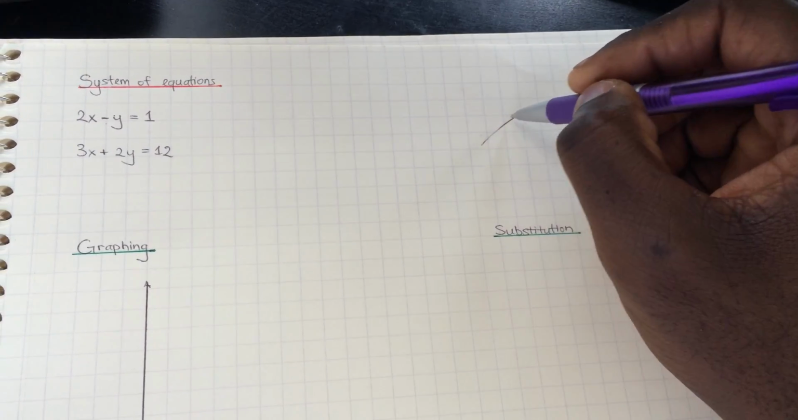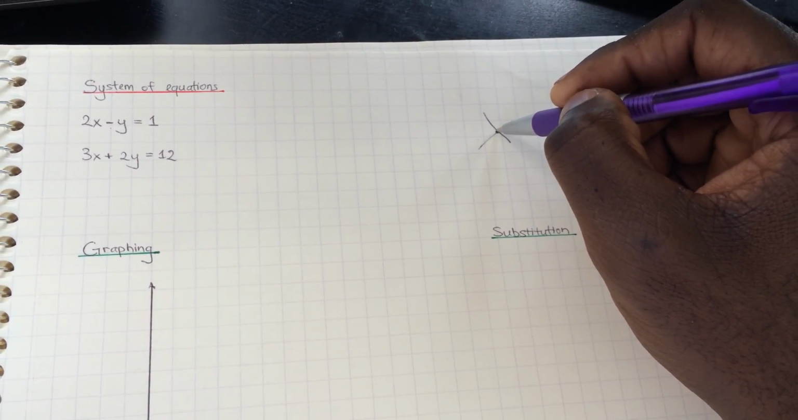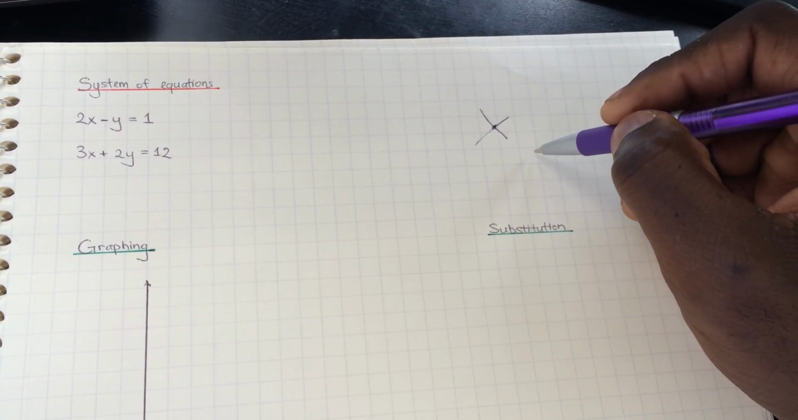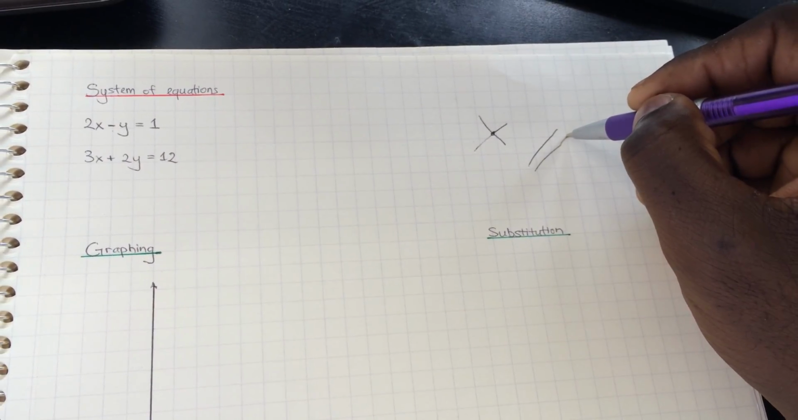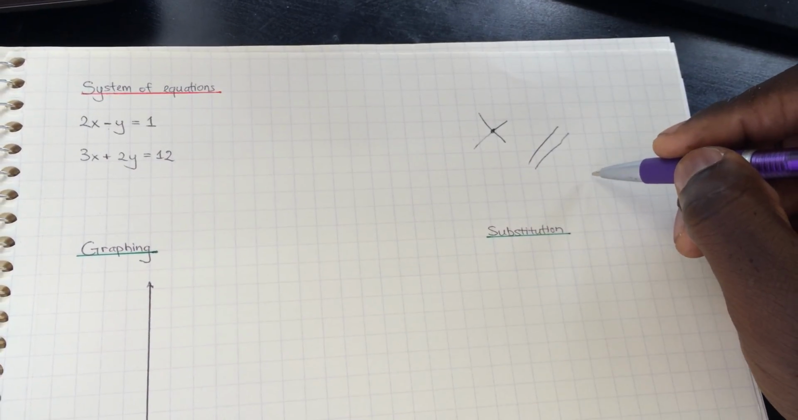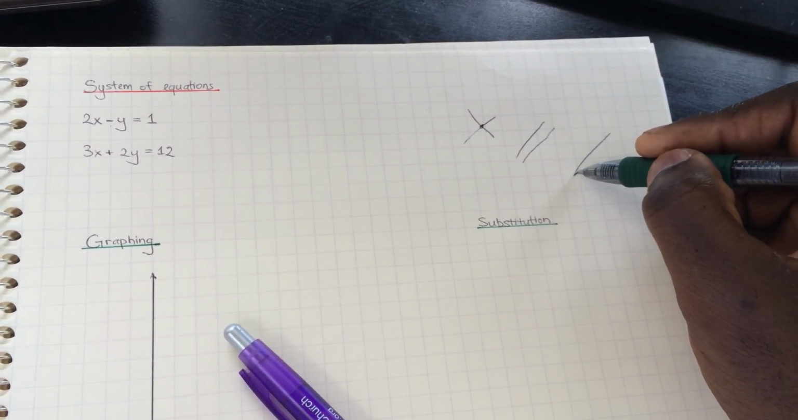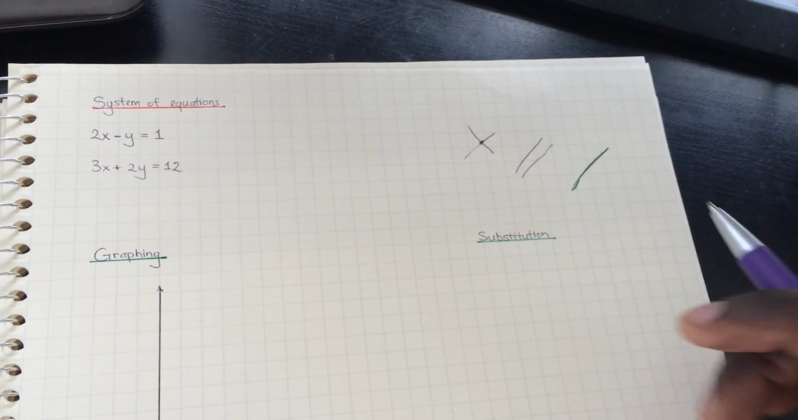You're trying to find out where the lines intersect, and there are three possibilities. One is that both lines can intersect at one particular point, which is typically what you would get on tests. You can also have a situation in which both lines are parallel, and as such they will not intersect, and you would have no solution. And the final option is that both lines are identical, and then you would have an infinite number of solutions because they're exactly the same.